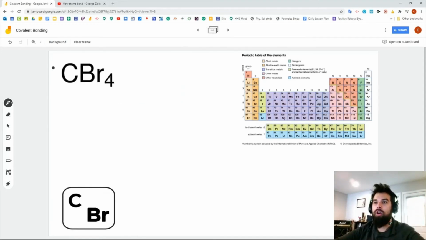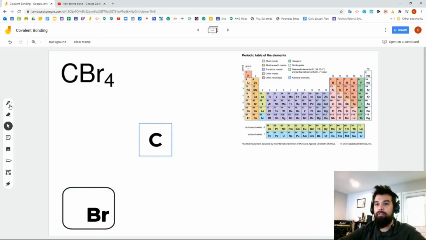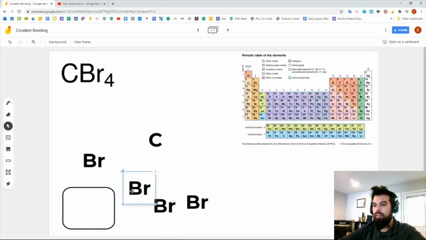Okay, so this is called carbon tetrabromide, and it is a carbon and 4 bromine atoms. I know that there are 4 bromine atoms because it has this little tiny 4 at the right of it. So I know that I need 1 carbon and I need 4 bromines. 1, 2, 3 and 4. Okay, so I'm going to do the same thing I did before.